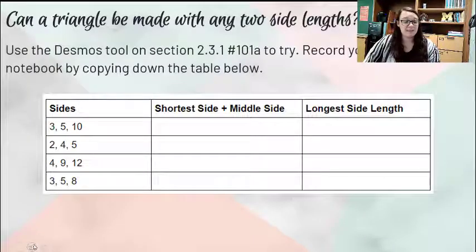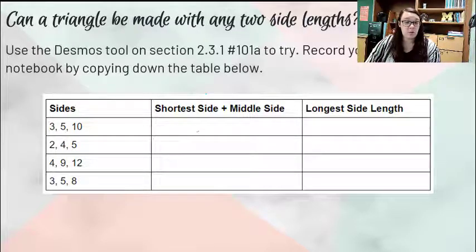All right, for today, here's what I want to do. There's an E-tool in section 231 and number 101A. I'd like you to try it and then record your results. So take a minute here and pause and write this table I have below in your notebook. It's got sides 3, 5, 10, 2, 4, 5, and so on. And then it's got a column for the shortest and middle side added up as well as the longest side.